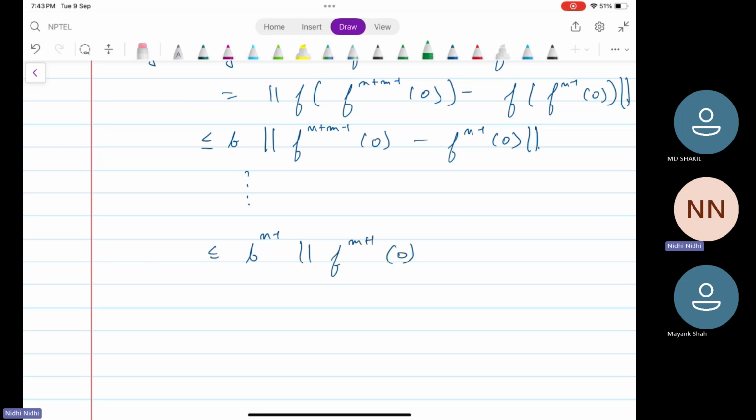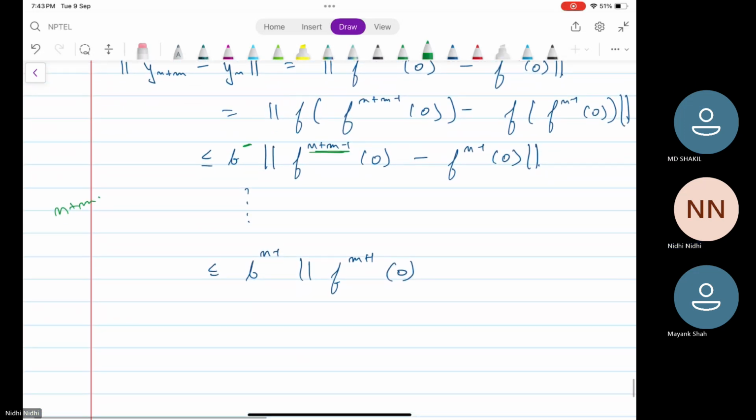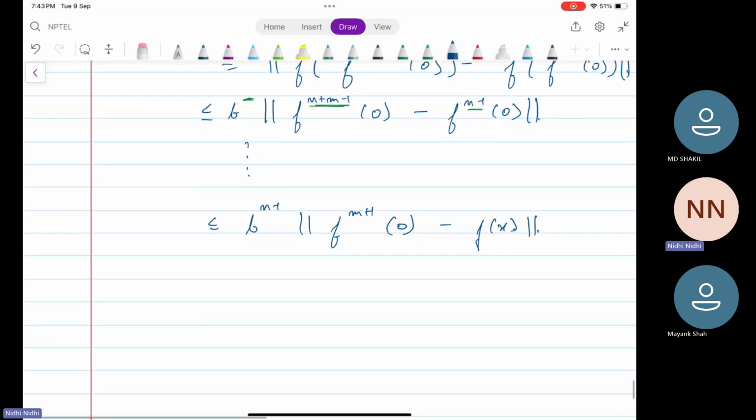See here, the power of b plus the power of the first term should be equal to n plus m every time. And the power of b plus the power of the lower term, this sum should be n all the time. I hope you understood how we got this b to the power n minus 1.